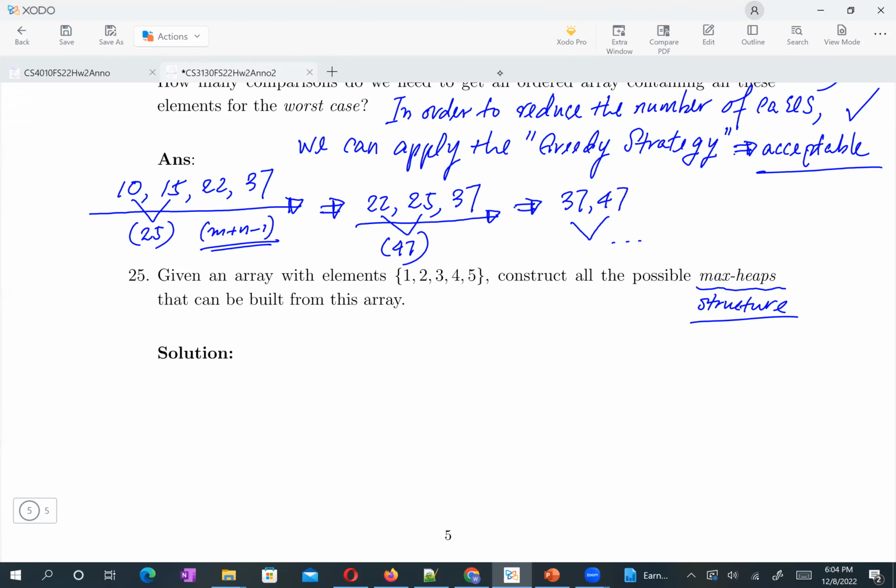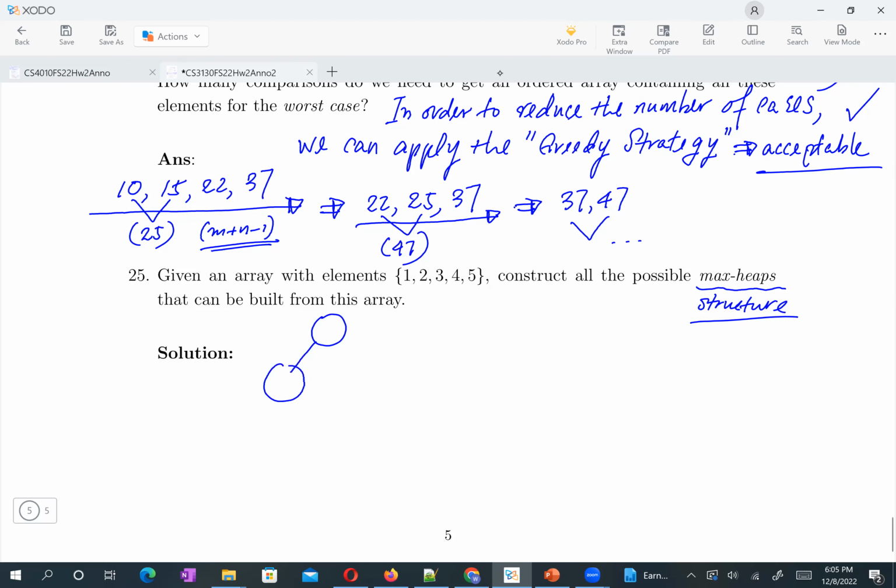The values in the parent nodes and child nodes, so we know that kind of relationship. With that in mind, let us draw. We need to draw all the possible max heaps with these 5. So when we start, let's fix the easier part first.